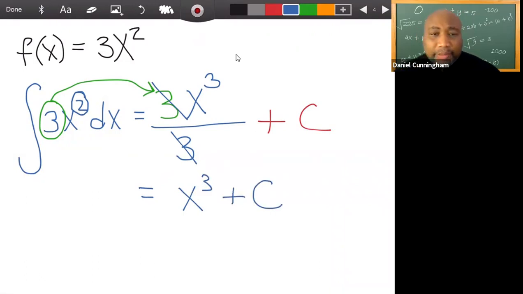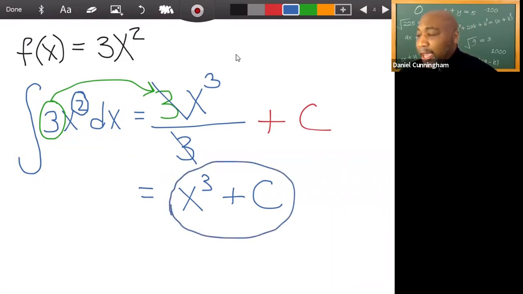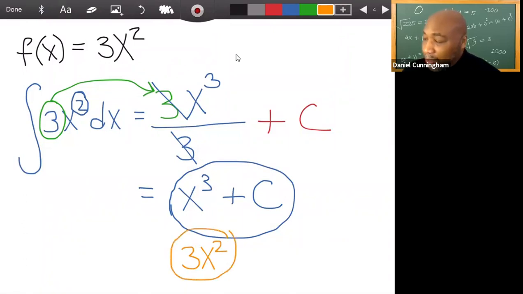Now, let's look at this. What is the derivative of x cubed plus c to make sure we did that right? The derivative of x cubed plus c, I'm going to put this in orange, is 3x squared, and the derivative of c is 0. Notice this is the same as this. So this is exactly the correct answer, and you must have that plus c, because when you take the derivative of c, it is equal to 0. So that c kind of just comes out. We'll talk about how it makes families later.